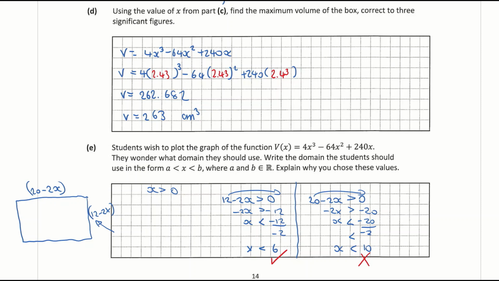Because once again, we have to pick one value for x. If we pick our value of x as, say, 10, and I come back to this one here, if I was to sub in 10 as x, I would get 12 minus 20, which is a negative solution. And I can't have a negative length of a side of a cardboard box. So that's why the maximum value for x must be 6. So therefore, my inequality is going to be x less than 6, but greater than 0. And there's my final answer.